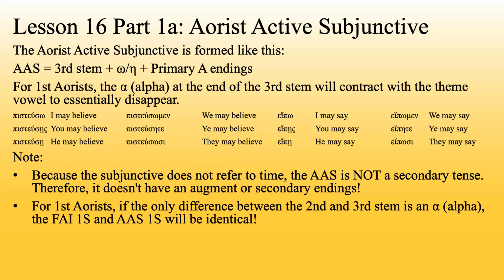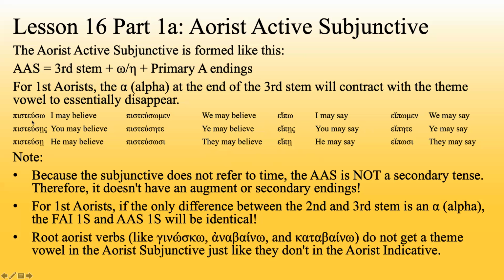For first aorist, if the only difference between the second and third stem is an alpha, the future active indicative first singular and the aorist active subjunctive first singular will be identical. So this is only for first aorist because second aorist had the on ending. Oh no, scratch that. Second aorists are nothing like the future stems. So for first aorist, which are very similar to future stems except for the alpha, if the only difference between the second and third stem is that alpha, the alpha here disappears. The omega is the ending. The omega was the ending for future active indicative first singular. Those two will be identical.